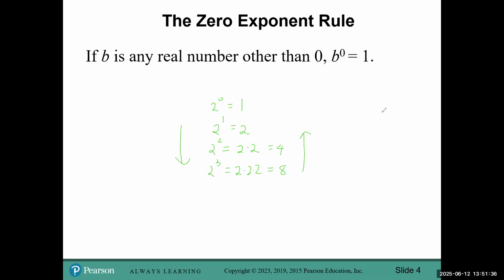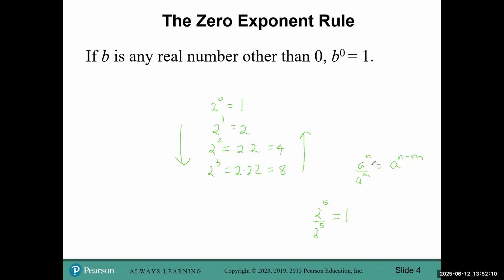Another way to think about it is if you think back on that previous slide, we saw that a to the n over a to the m is equal to a to the n minus m. So in other words, when I divide, if I have the same base, I can subtract those exponents. So now let's think about 2 again, although it could be any number. But what if I have 2 to the 5th over 2 to the 5th? Well, we already know that any number divided by itself is 1.